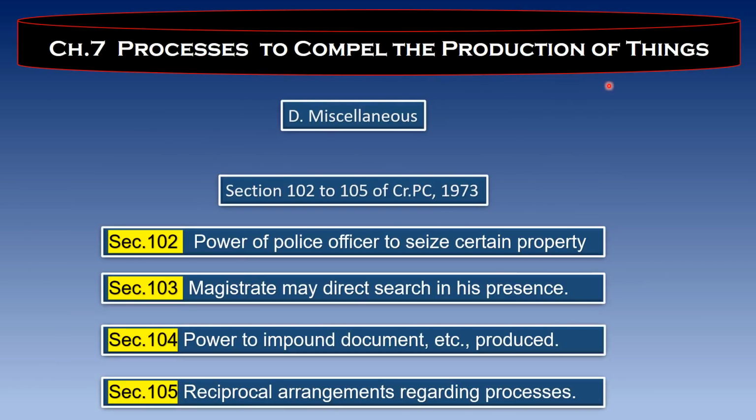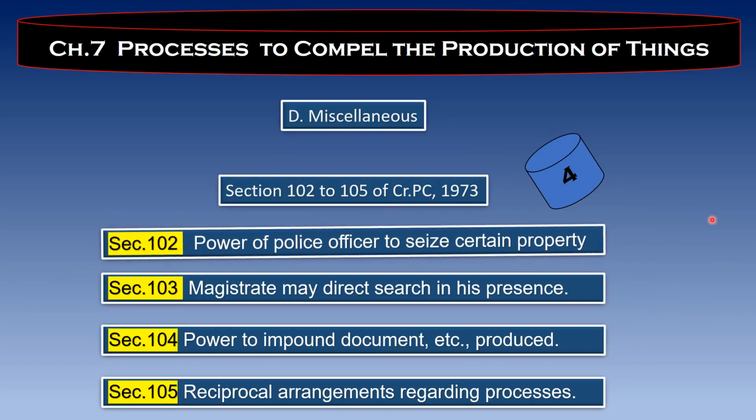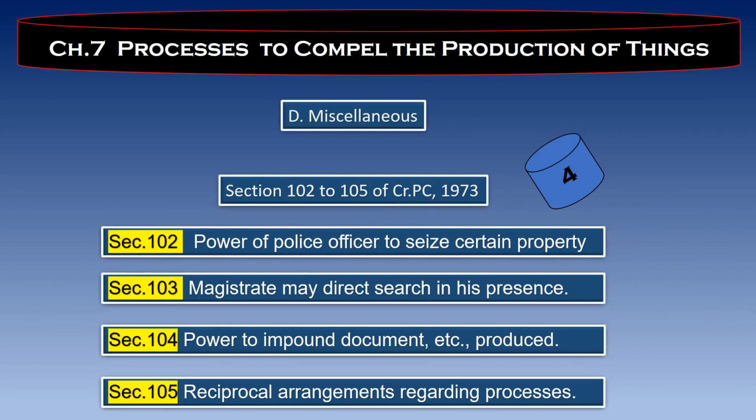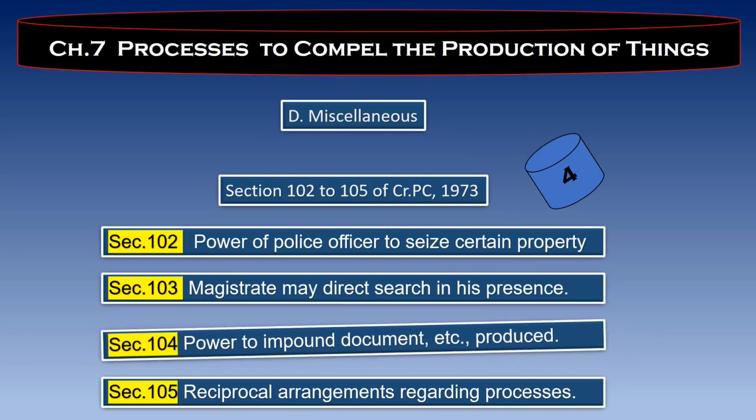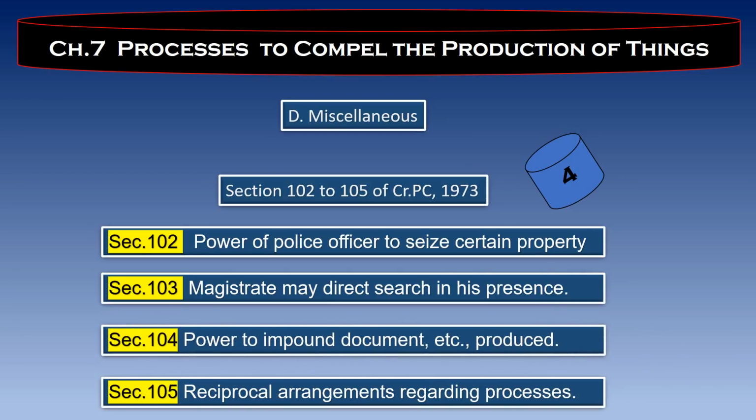The fourth part, which is miscellaneous, is covered under Section 102 to Section 105. Only 4 sections are there. The first one, Section 102, which says the power of a police officer to seize certain property. The second point, Section 103, says a magistrate may direct a search in his presence. Third point is Section 104, which says power to impound a document, etc., produced. The fourth and the last one, Section 105, is the reciprocal arrangement regarding processes.